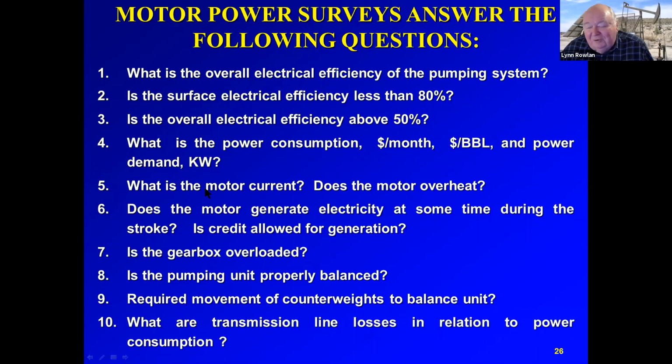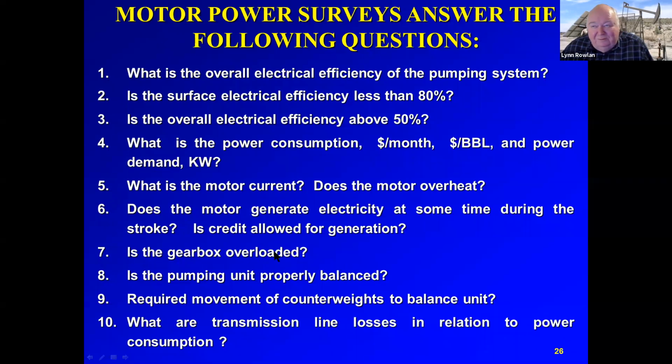We can see how much current's going through the motor, and if the motor is thermally loaded, the thermal rating of the motor will be exceeded, and you'll be having motors that burn up, and you can see that by measuring the current. The motor, when it goes through the cyclic loading, depending on the type of pump unit that you have, it's going to have the weights falling and push the motor faster than 1200 RPM, and it'll generate power. In some cases, you get credit for the power. In some contracts, you don't with the power company.